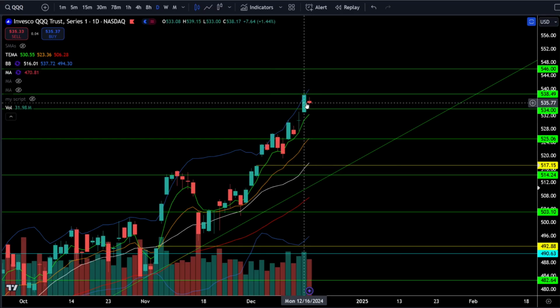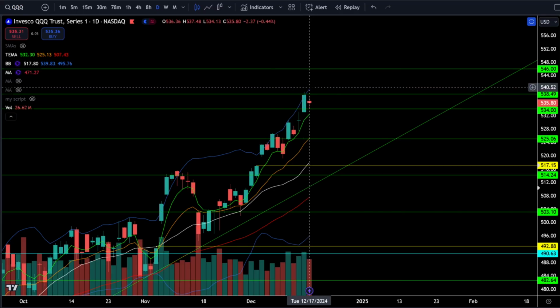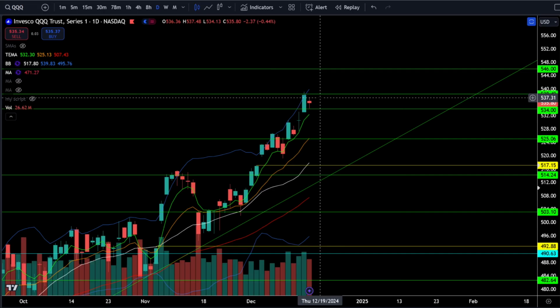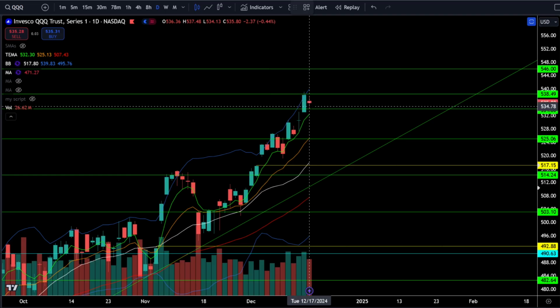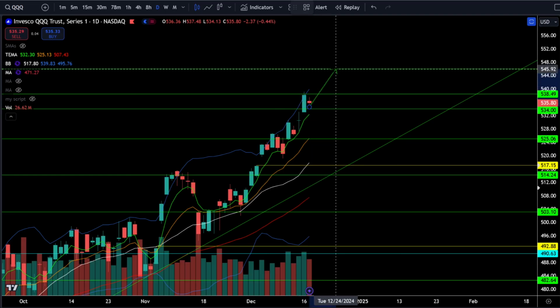On the NASDAQ 100 triple Qs, we were down 0.44% today with an inside day, which means the price did not break the high or low of that very bull body candle that we had yesterday. And it is going to be very similar to SPY because treat that bull candle as a range between 533 and just above 538. Above 538, we go towards a brand new all-time high price target at 546. I do believe we are going towards that price target.